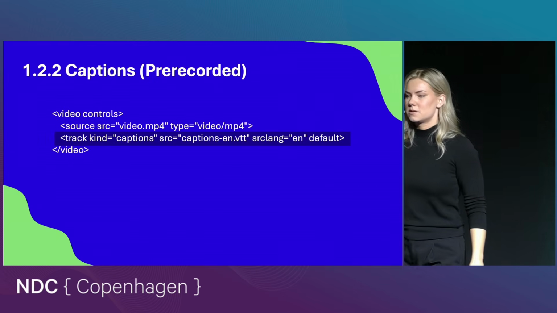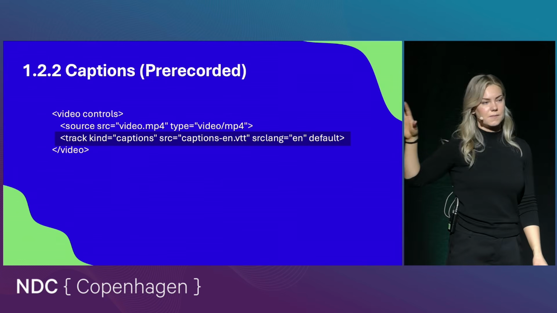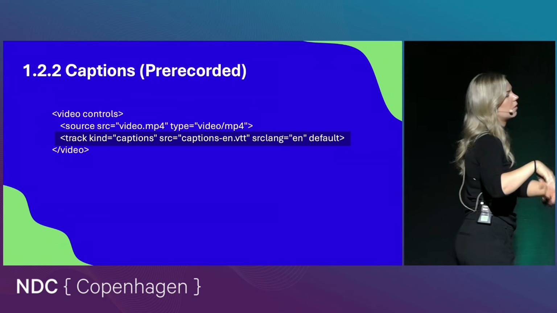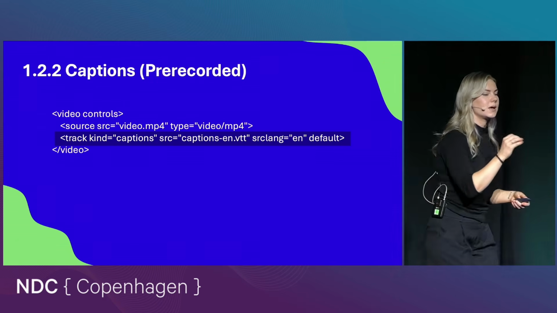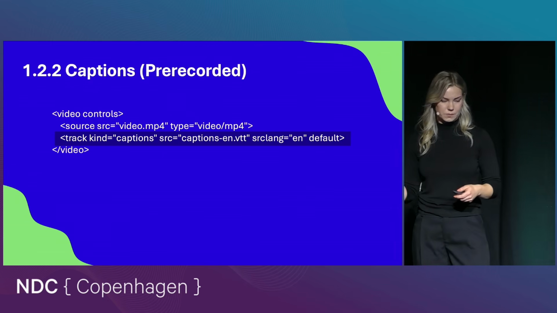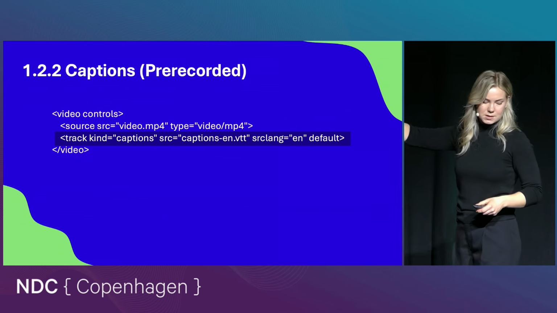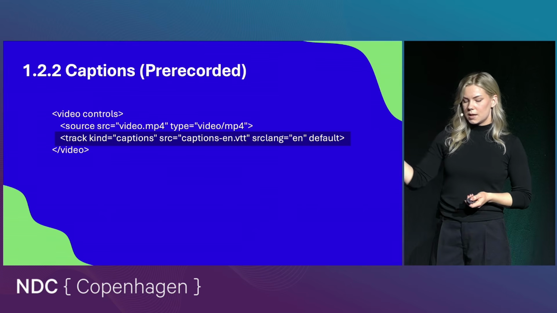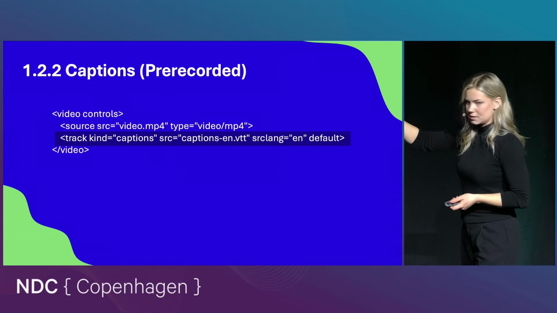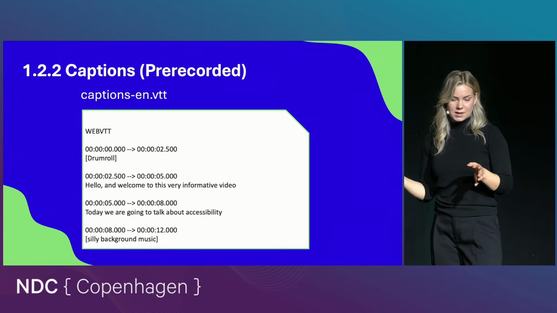You can add as many tracks as you want to, but the important part is that you at least have the track for the language that you are talking in the video, so that you don't exclude the people who should have been able to get the information from your video. So you add this track, kind captions, give it a source, captions-en.vtt, for example, and give it a source language, English.